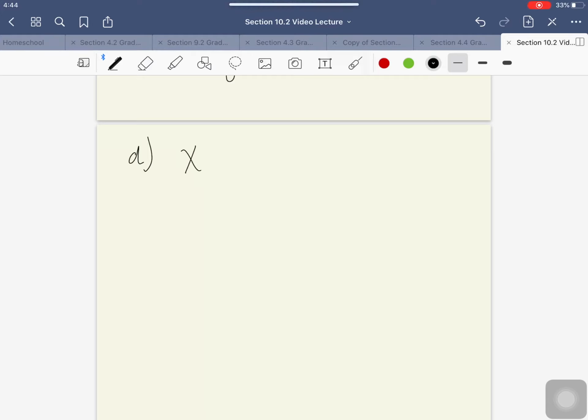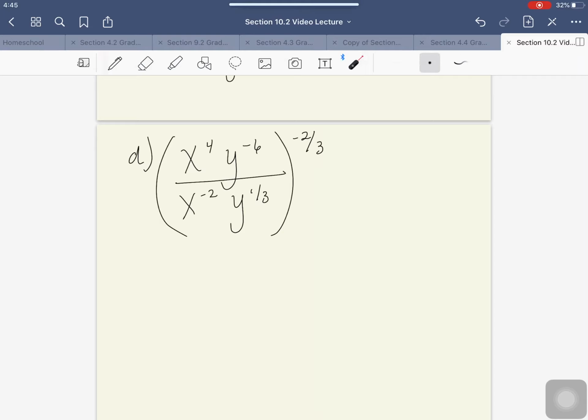All right, so this one we have a little bit of everything. So x to the 4th power, y to the -6 over x to the -2nd, y to the 1/3, and then all of this is to the -2/3 power. So I'm not exactly sure how you would want to do this, because there are many ways you can do it. So you can go ahead and do your power raised to a power and multiply first, or you can simplify within your parentheses and do your subtraction first. There is no right or wrong way to do it. It's just whatever way you would feel most comfortable.